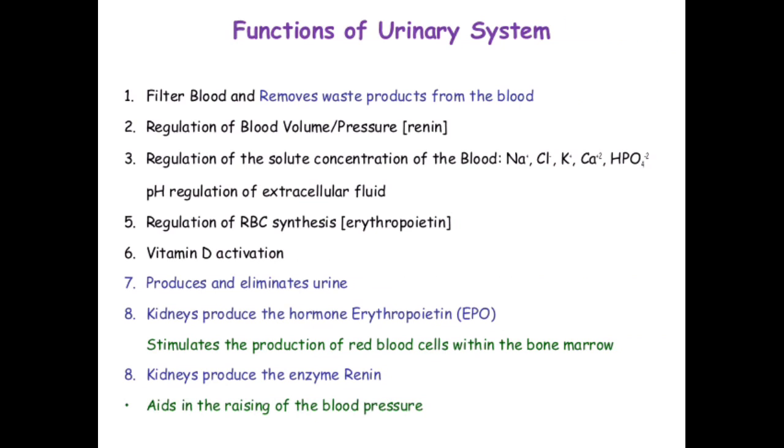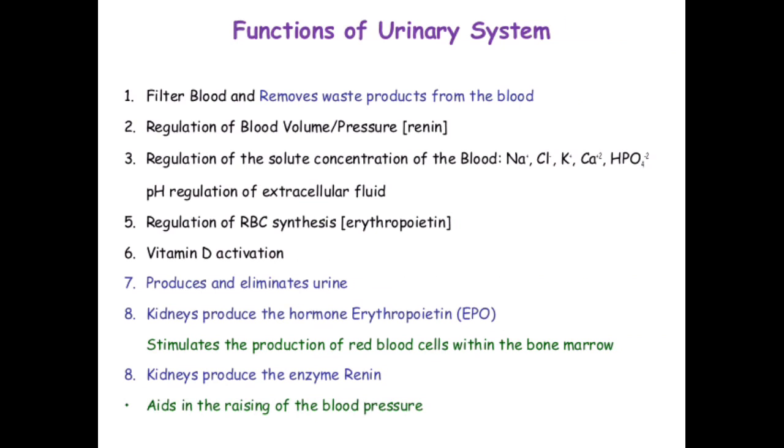Functions of the urinary system. First, filter blood and remove waste products from the body. Regulation of blood volume and pressure. Regulation of solute concentration of the blood, that is sodium, chlorine, potassium, calcium, phosphate. pH regulation of extracellular fluid. Regulation of RBC synthesis, erythropoietin, vitamin D activation, then produces and eliminates urine.